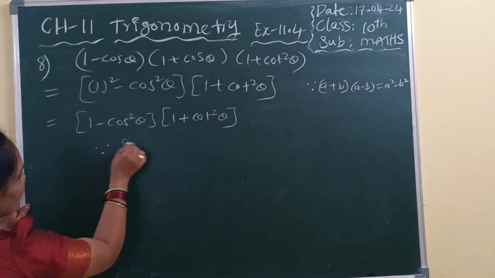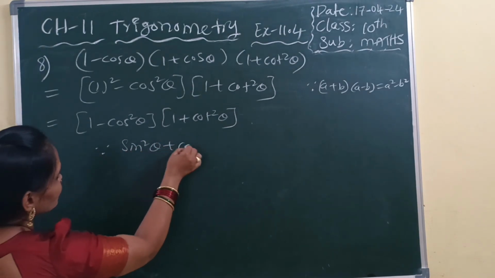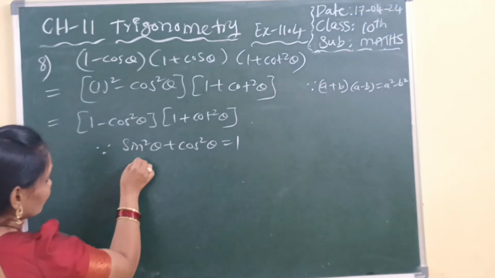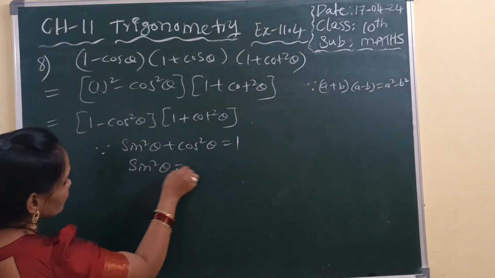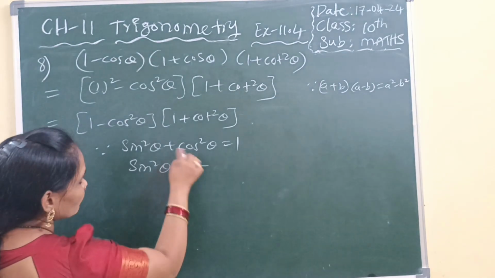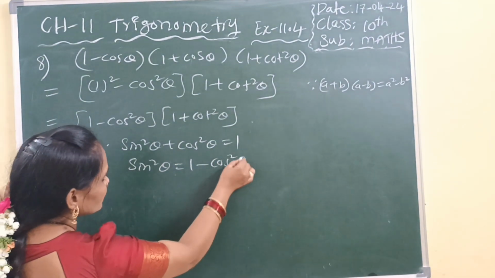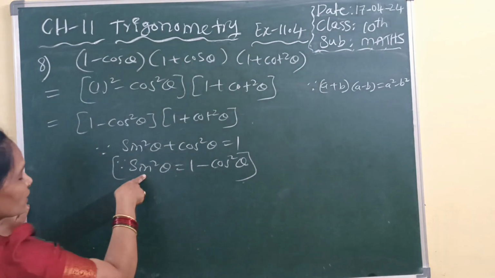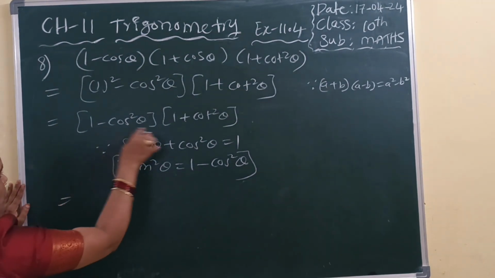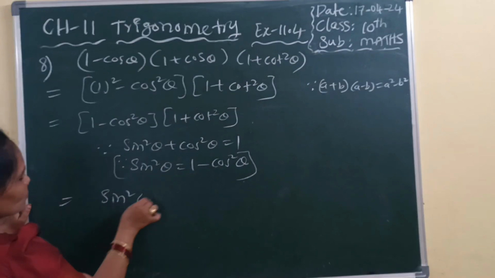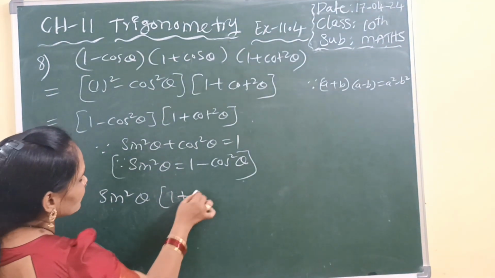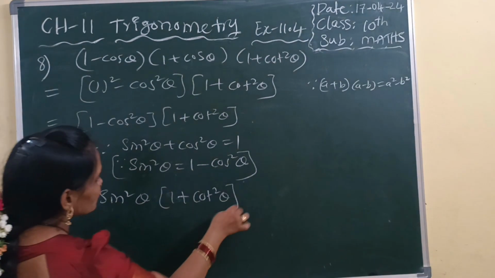Actually, we have the identity sin square theta plus cos square theta is equal to 1. If you want to write sin square, it becomes 1 minus cos square theta. Means that, in place of 1 minus cos square theta, what we can write? Sin square theta we can write. So instead of this, I am writing sin square theta, and the remaining 1 plus cot square theta as it is.